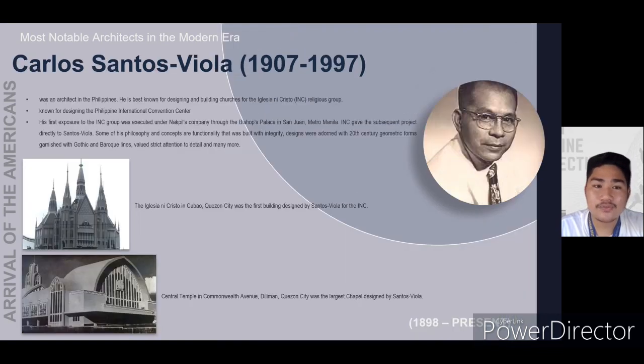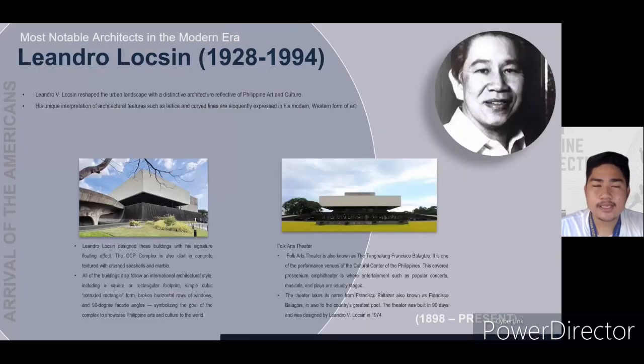Next is si Carlos Santos Viola. Isa siyang architect sa Pilipinas at kilala sa pagdisenyo ng mga building gaya ng churches ng Iglesia ni Cristo. Next is si Leandro Locsin. Reshaped the urban landscape with a distinctive architecture reflective of Philippine art and culture. Ang ginawa niya ay ang Cultural Center of the Philippines and also Folk Arts Theater.